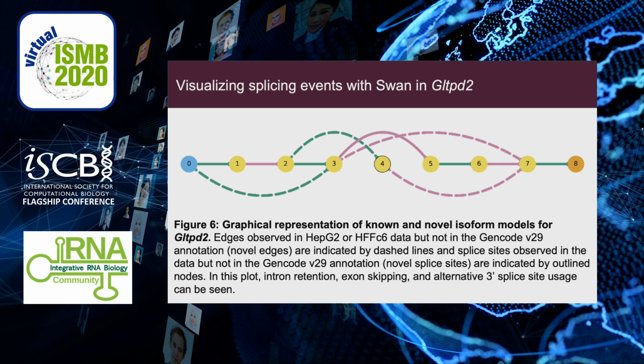This is an example of a real gene summary graph that Swan can produce. A gene summary graph shows all the possible splicing combinations in a specific gene, in this case GLTPD2. This plot also highlights unannotated splice sites as outlined nodes and unannotated introns and exons as dashed edges. In this gene, Swan identified a novel intron retention event, a novel exon skipping event, and a novel alternative 3' splice site event. Each of these can be seen in the dashed edges in the plot.